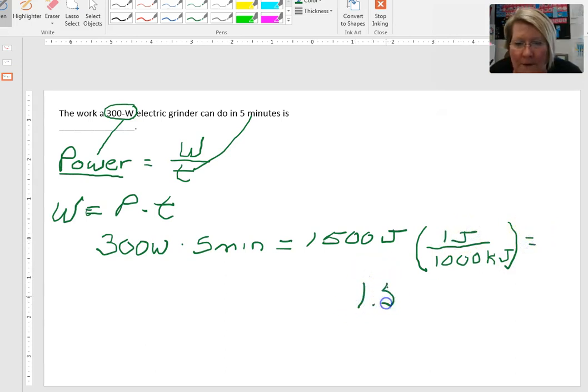1.5 kilojoules. Please note that I inverted joules and kilojoules. Those should be just the opposite. All right.